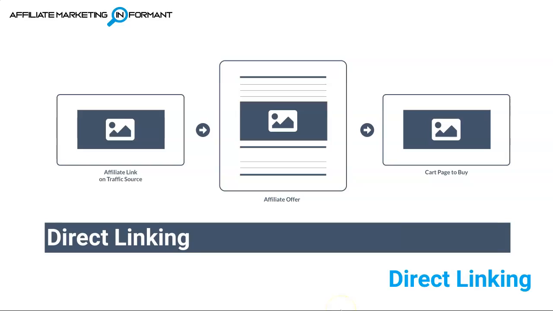So let's talk about how you promote affiliate products and how you actually use those affiliate links. How do you actually send buyers to those affiliate links to get to your affiliate offer, to eventually buy that affiliate offer so that you can make an affiliate commission?